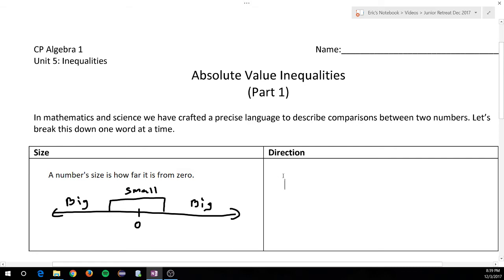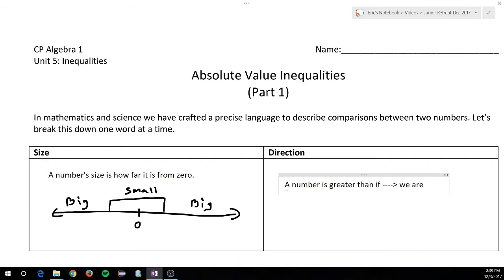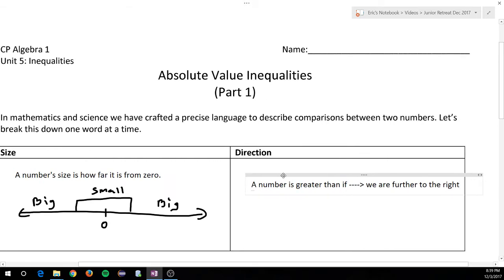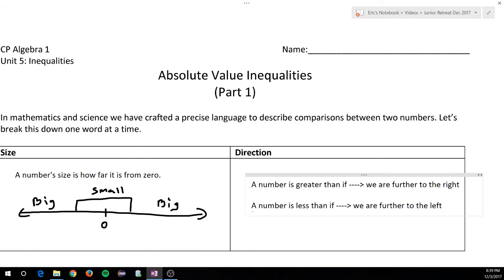Direction. So we would say a number is greater than if we are further to the right. Similarly, a number is less than if we are further to the left. So again, we're going to draw another number line and we're going to see how the idea of big and small aren't exactly the same as less than and greater than.